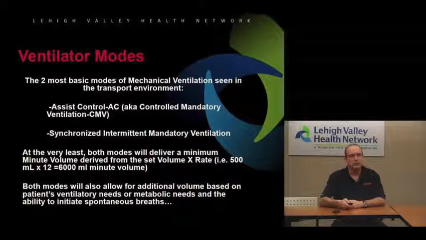And both these modes will allow for additional volume based on the patient's ventilatory needs and also the metabolic needs. But the patient also needs to have the ability to initiate spontaneous breaths. And what do I mean by that? Well, if the patient's so obtunded or maybe they're chemically paralyzed, they're not going to be able to initiate any breaths on their own. So the patient needs to be able to at least trigger the machine if they need extra breaths besides the ones that you have set on the machine yourself.